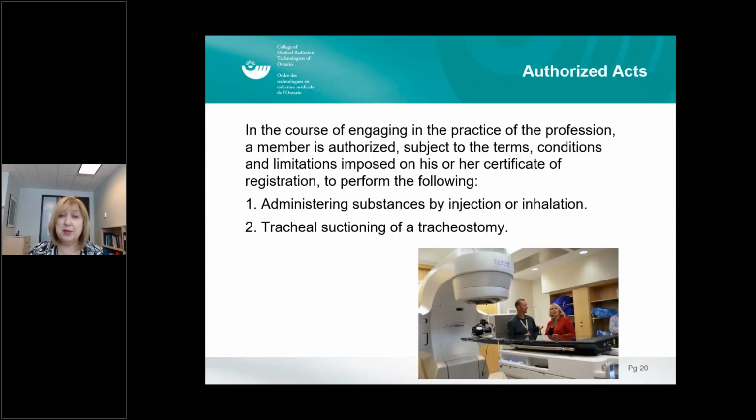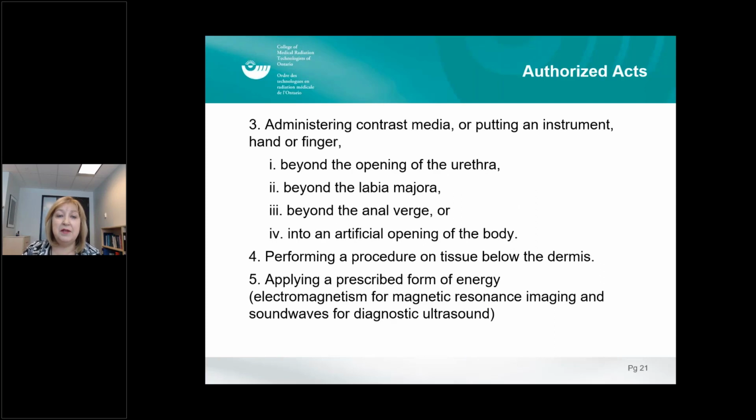We're also authorized to perform 5 controlled acts under our legislation. So members of CMRTO are authorized to administer substances by injection or inhalation, perform tracheal suctioning of a tracheostomy, administer contrast media, or put an instrument, hand, or finger beyond 4 body orifices. We're also authorized to perform a procedure on tissue below the dermis and to apply a prescribed form of energy. And in this case, prescribed forms of energy means electromagnetism for MR imaging and sound waves for diagnostic ultrasound.